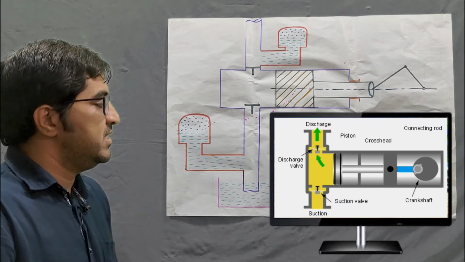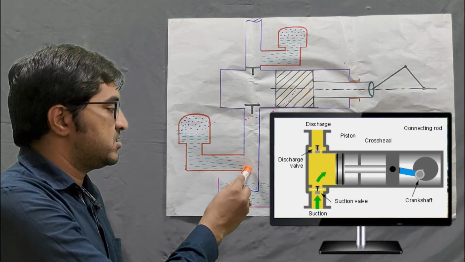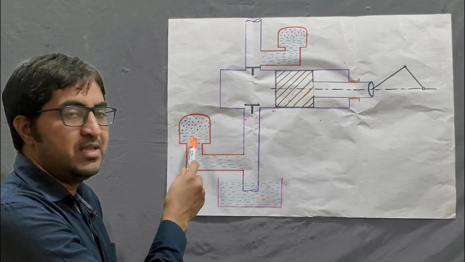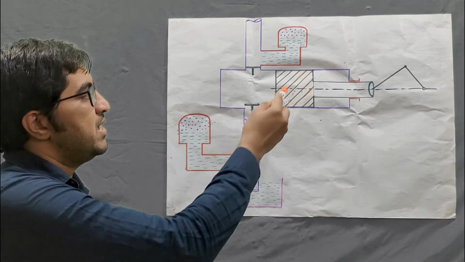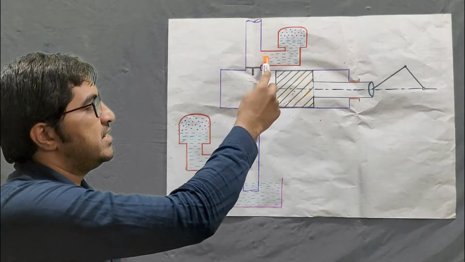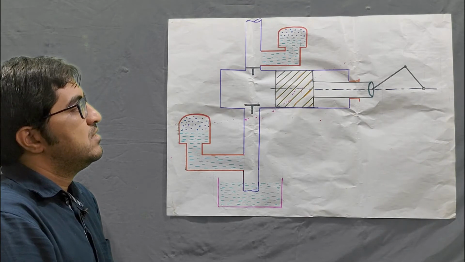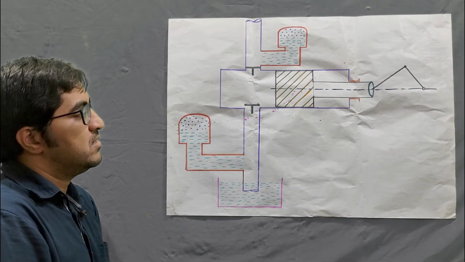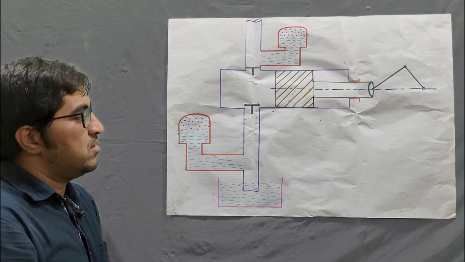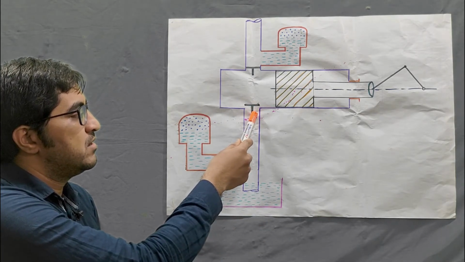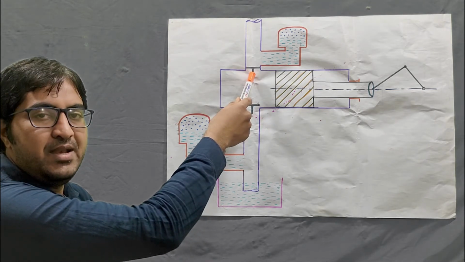So here you can see that near the suction line it is connected with an air vessel, and likewise at the delivery side, in the delivery pipe, it is connected with an air vessel near the cylinder. What is the function of this air vessel? During the suction stroke, the suction valve remains open and the delivery valve remains closed.